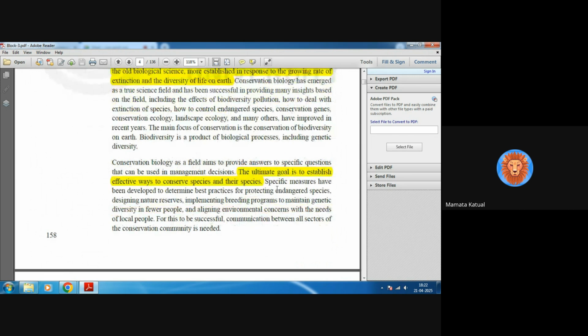So the ultimate goal of conservation biology is to establish effective ways to conserve species, and it is written again here as species, but it is actually the habitat. So the ultimate goal is to establish effective ways to conserve species and their habitats.